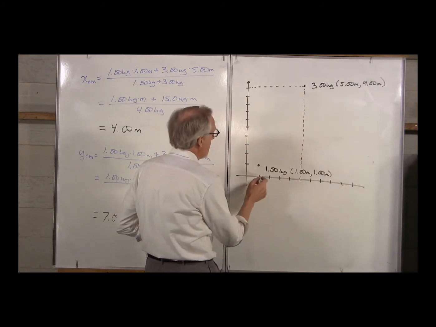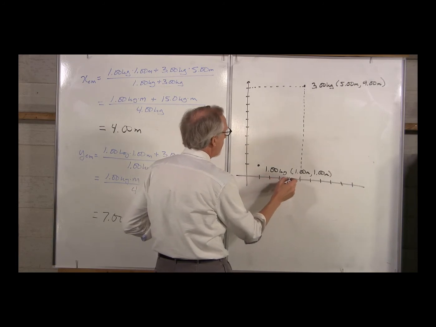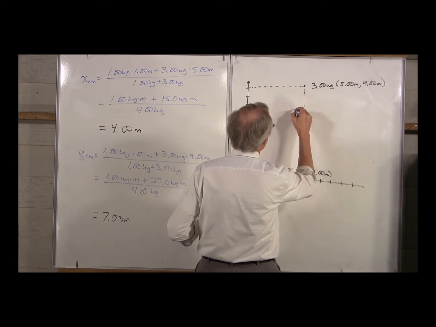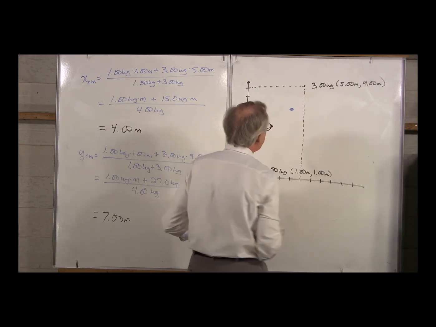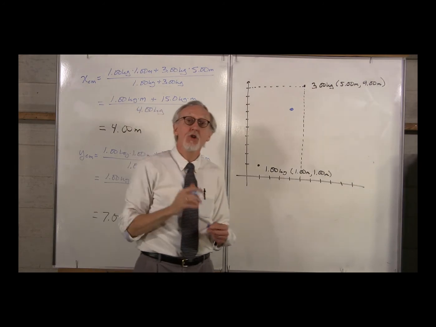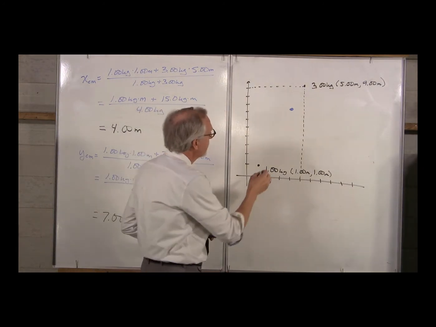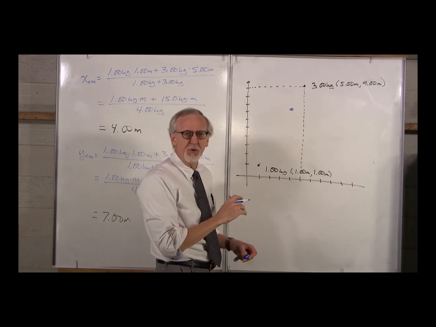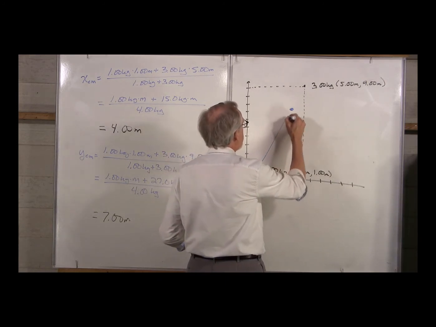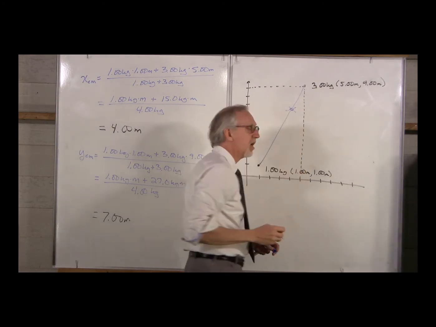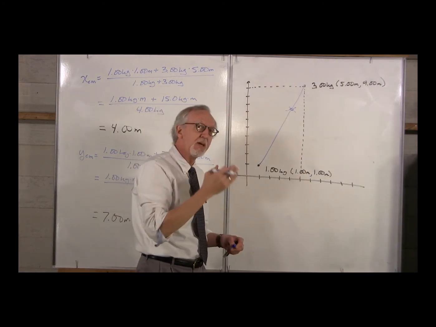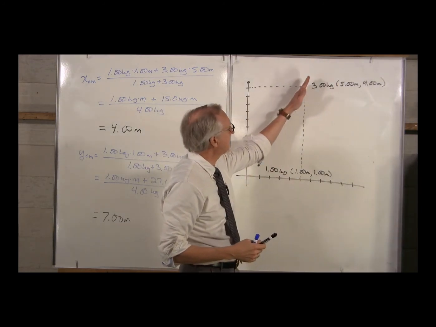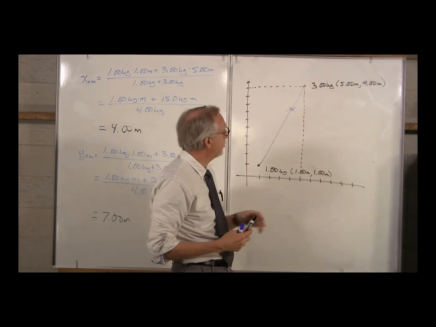Where's that? 4 meters, 1, 2, 3, 4, 7 meters, 1, 2, 3, 4, 5, 6, 7. It's right about there. Let's notice a couple things. First, if I drew this as carefully as possible, if you were to do this on a piece of graph paper, you would notice that the center of mass is on a line connecting the two. That makes sense. We would expect the center of mass to certainly be somewhere along a line connecting the two.